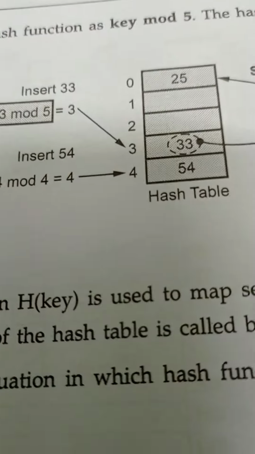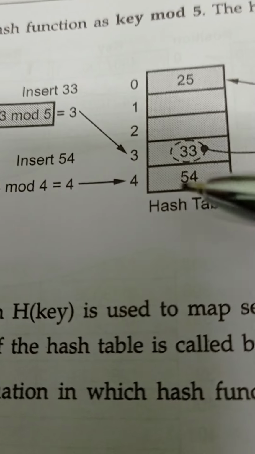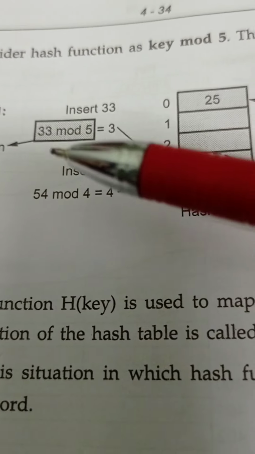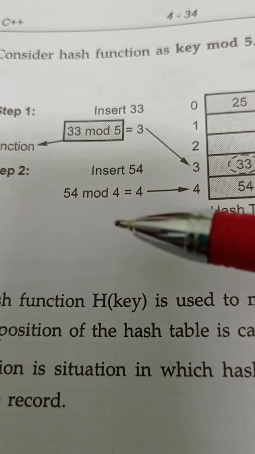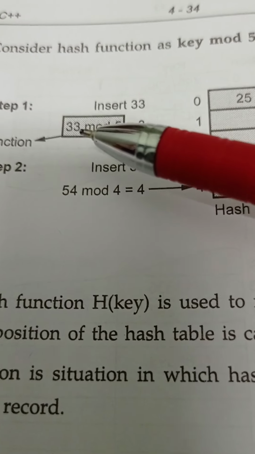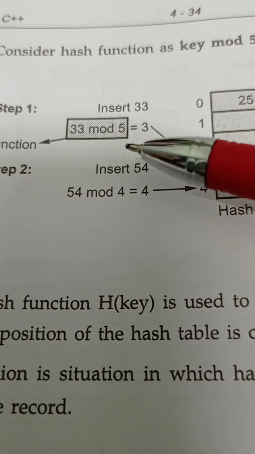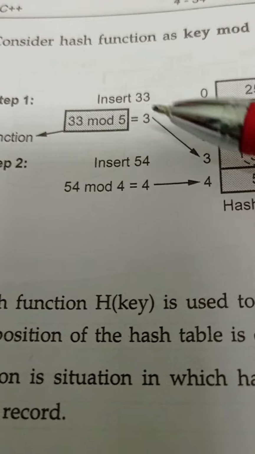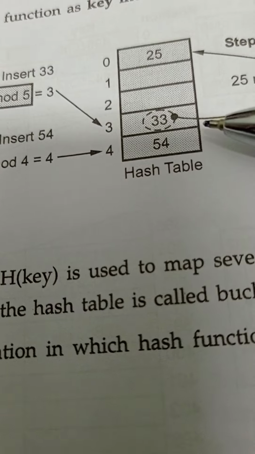For example, consider a hash function, key mod 5, with a hash table of size 5. Suppose this is the hash table of size 5. Then suppose we want to insert the data 33. In which location do we have to insert it? 33 mod 5 means 33 divided by 5. When we divide 33 by 5, we get the remainder 3. It means that we have to store the data 33 in the third location.